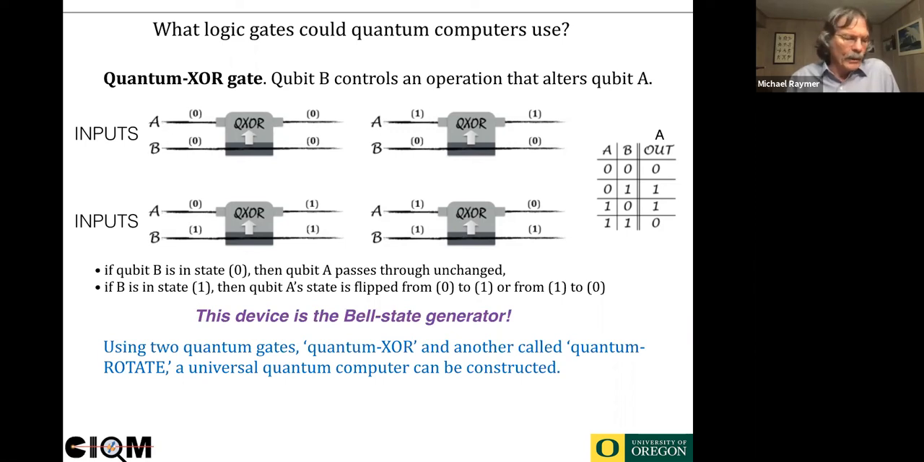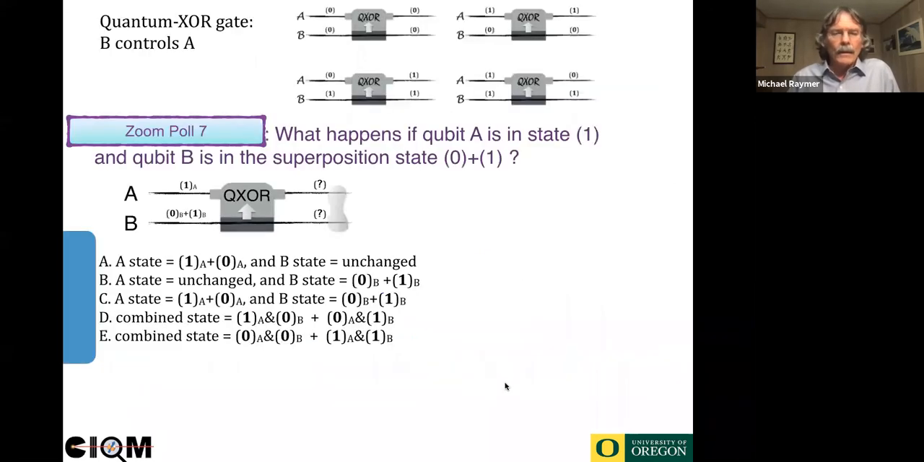Remember, in classical computers, we needed the XOR along with the AND gate. Here we need the XOR along with a different gate called rotate, which I'll explain in a minute. Then just with those two gates, you can cascade those operations and create any quantum computer program. Okay, so here is a poll question. What happens if the qubit A is in state 1, and qubit B is in the superposition state 0 plus 1?